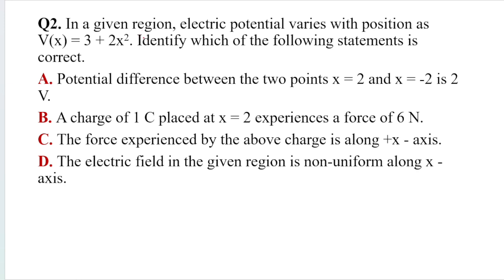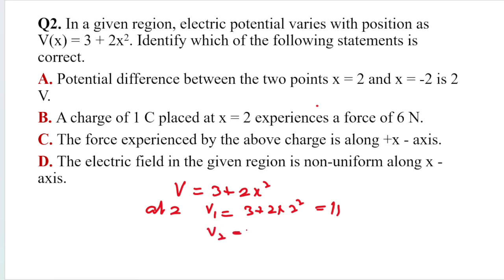In the given region, electric potential varies with position as shown: V equal to 3 plus 2x square. Potential difference between point 2 and minus 2 is 2 volt. At 2, V1 equal to 3 plus 2 into 2 square, so this is 4 into 2, 8, 8 plus 3, 11. And at minus 2 also 11, because this is the square. So the potential difference will be 0. So the first option is wrong.